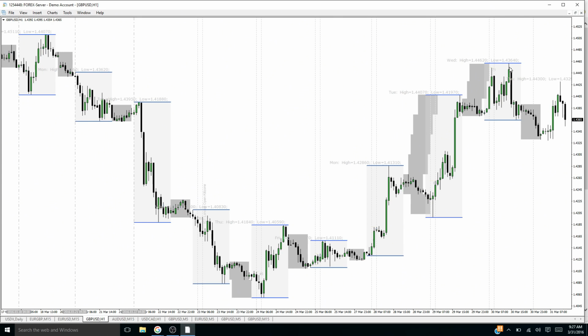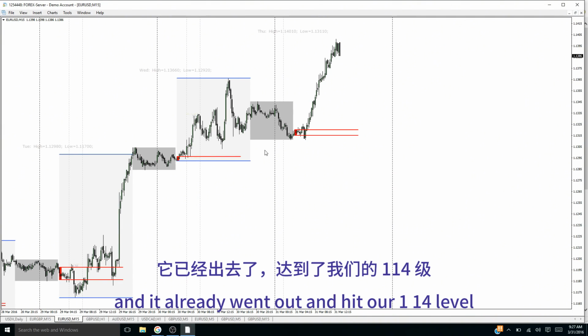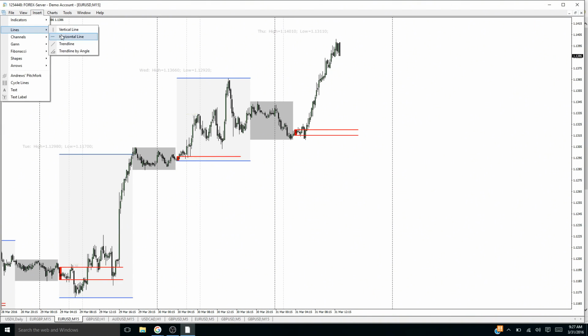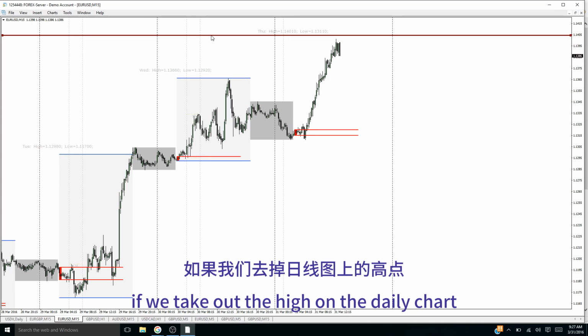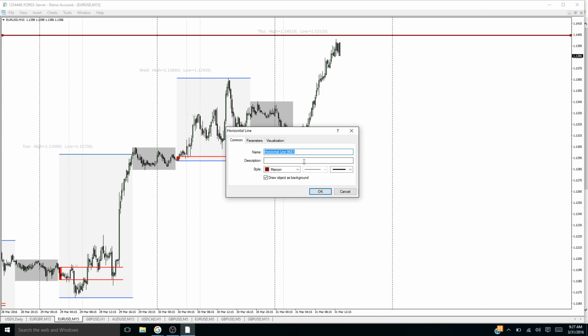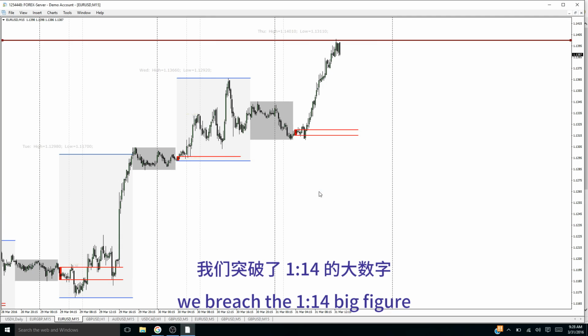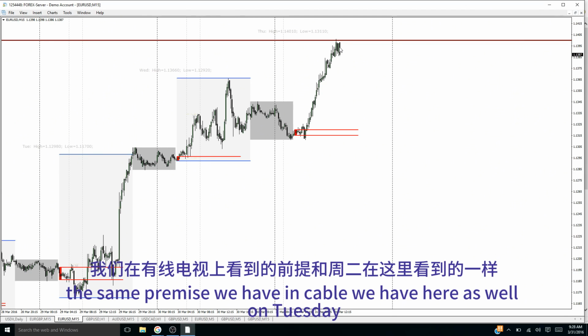So, let's move this on over to Euro, because I jawboned and it already went up and hit our 114 level. At the beginning of the week, I said that if we take out the high on the daily chart, we would see it trade up into the 114s. And today, we breached the 114 big figure here. Okay, and the same premise we have in cable we have here as well.